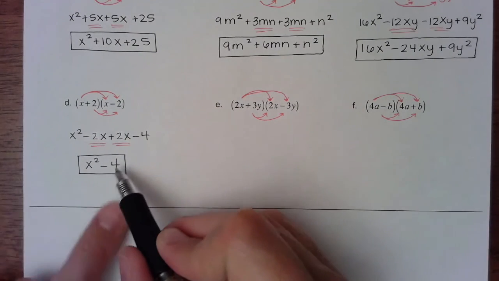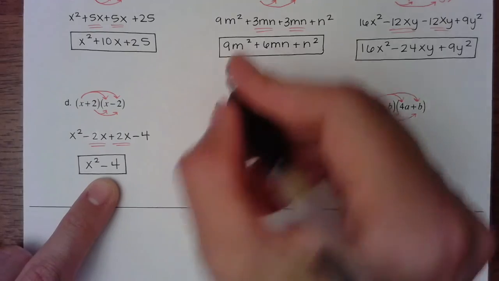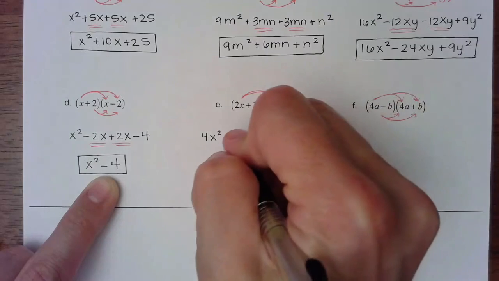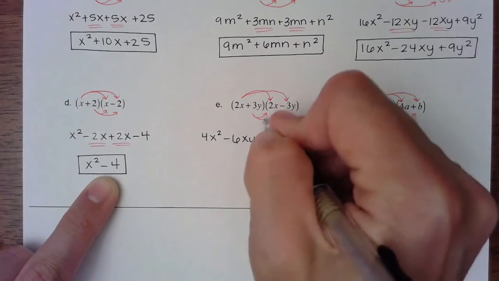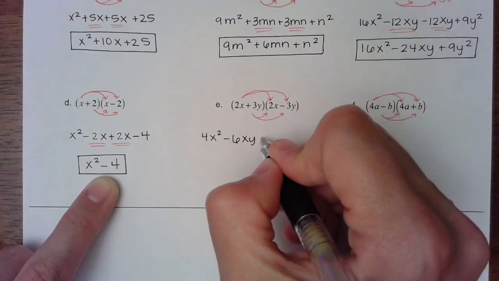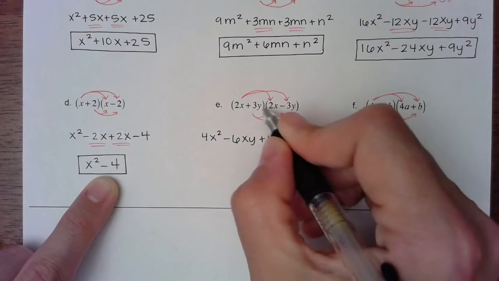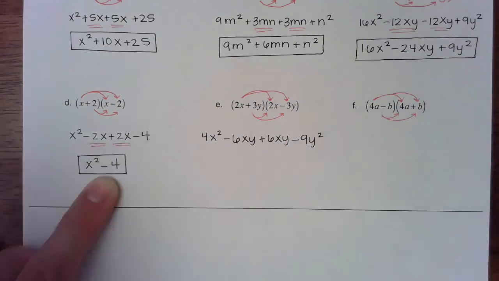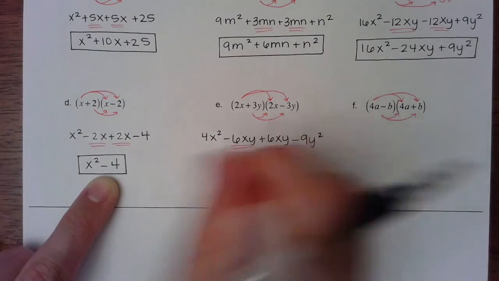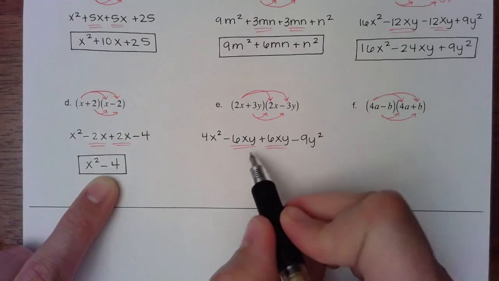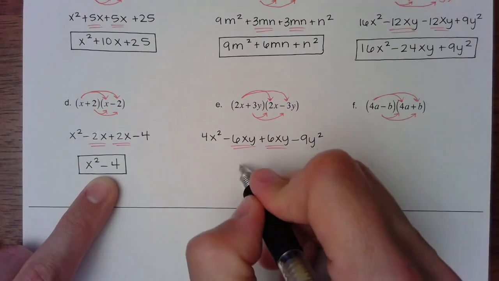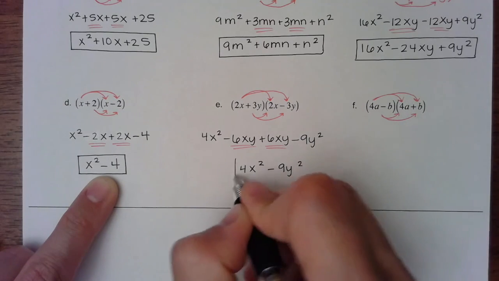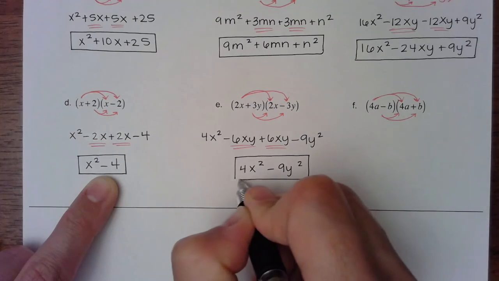So let's see. When I multiply together this one, 2x times 2x is going to give me 4x to the second. 2x times negative 3y will give me negative 6xy. 3y times 2x is going to give me positive 6xy. And then positive 3y times negative 3y is going to give me negative 9y squared. And so on this one, it's the 2 in the middle that combine together, but they happen to be opposites, which means they eliminate. So it means that your answer for this one is just going to be the first part and the last part, and that'll be the answer to the question.